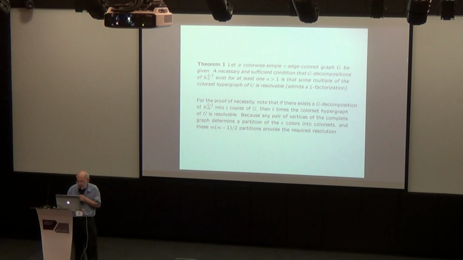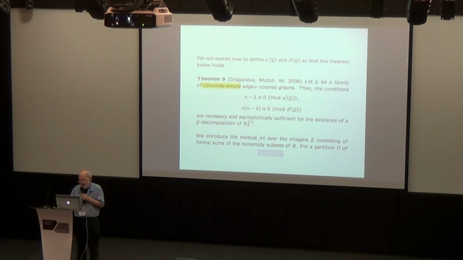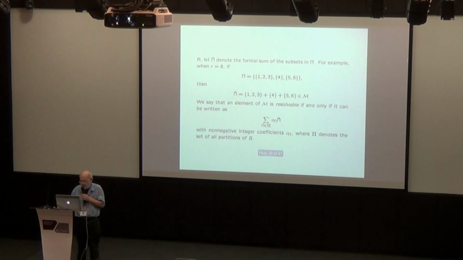I'm going to have to speed up and omit even more details. This is a theorem of Amidrak, Ganova, and myself. We give the necessary and asymptotically sufficient conditions for the existence of G decompositions for colorwise simple edge R-colored graphs. And there are applications of this too. This is some stuff about the proof.